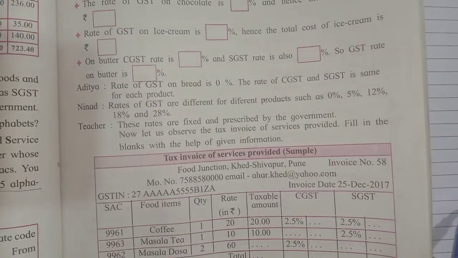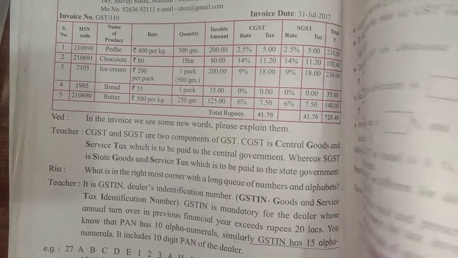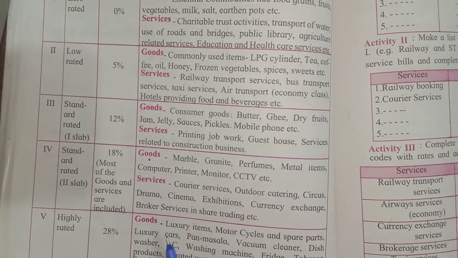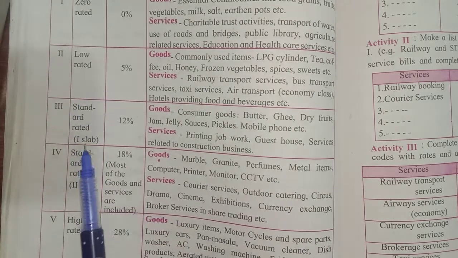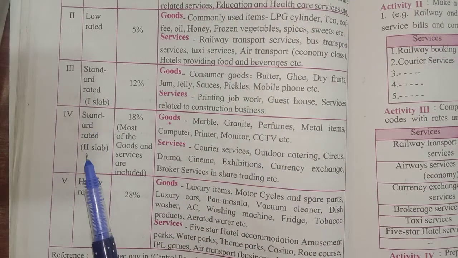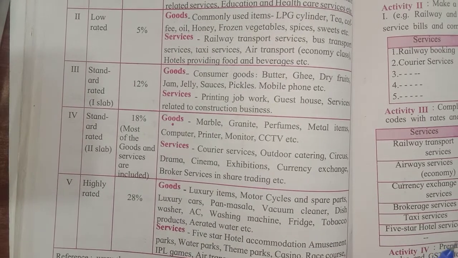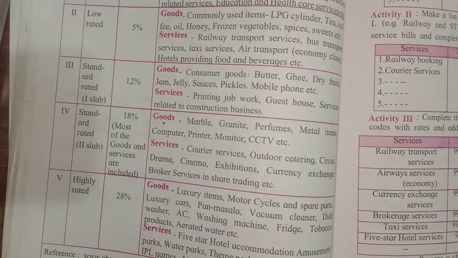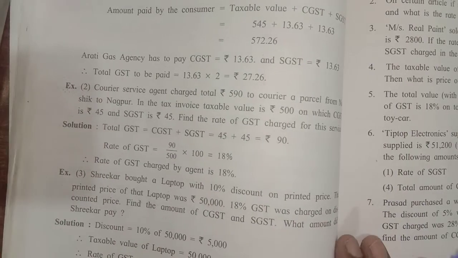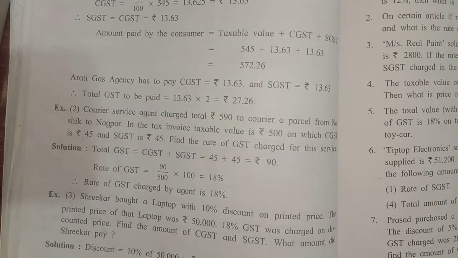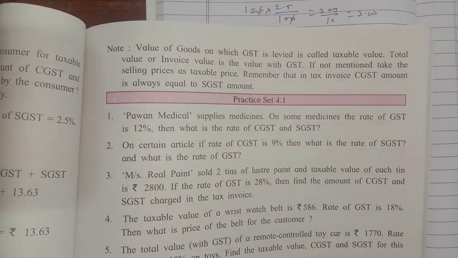And this is a tax invoice. There is some information about the rate of GST and its types: zero rate, low rate, standard rate, first slab, second slab, and high rate, and some examples about goods and service item lists, and some activities related with GST, and some examples which are solved on page number 86. We also start practice set 4.1.